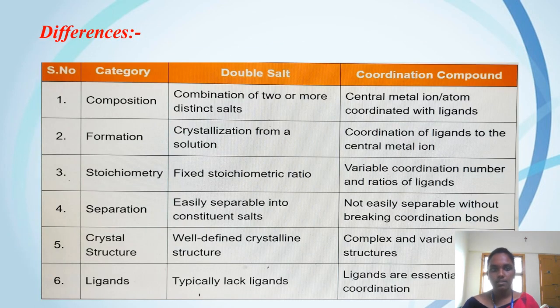And next are the differences. These are some of the differences between double salts and coordination compounds. First is composition. A double salt is formed by the combination of two or more distinct salts, and coordination compounds are formed by the central metal atom with ligands. Formation: a double salt crystallizes from a solution, while a coordination compound forms by coordination of ligands to the central metal atom. Stoichiometry: a double salt has a fixed stoichiometric ratio, and coordination compounds have variable coordination number and ratio of ligands. Likewise, these are the differences between double salts and coordination compounds.